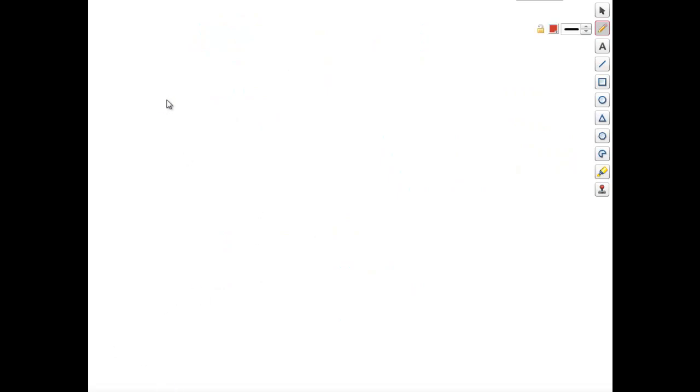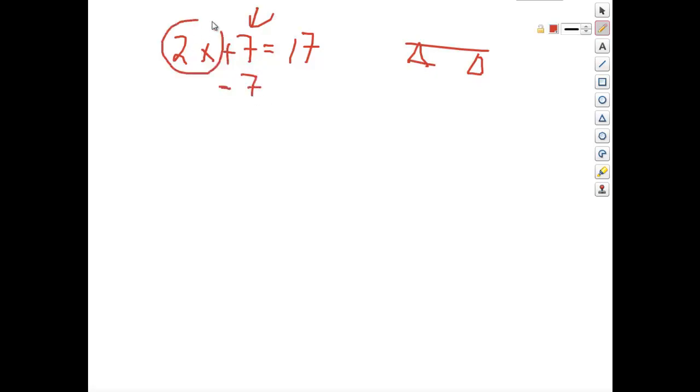What's the next step? Well, suppose we have 2x plus 7 equals 17. Remembering that an equation is a balance, our first step is still to get rid of the 7. We want to get the variable term on its own. Well, if we do that, we have to put a negative 7 on both sides. So now we have 2x equals 17 minus 7, which is 10.